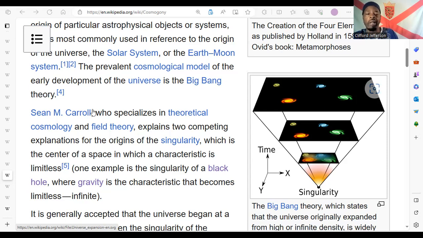Once again, Sean Carroll, who specializes in theoretical cosmology and field theory, explains the two competing explanations for the origin of singularity, which is the center of a space in which the characteristic is limitless. One example is the singularity of a black hole, where gravity is the characteristic that becomes limitless and infinite at what we call zero point energy. Zero point energy is absent of space and time, absent of what we call body, i.e., mass. That's the result of what we call the luminiferous ether.